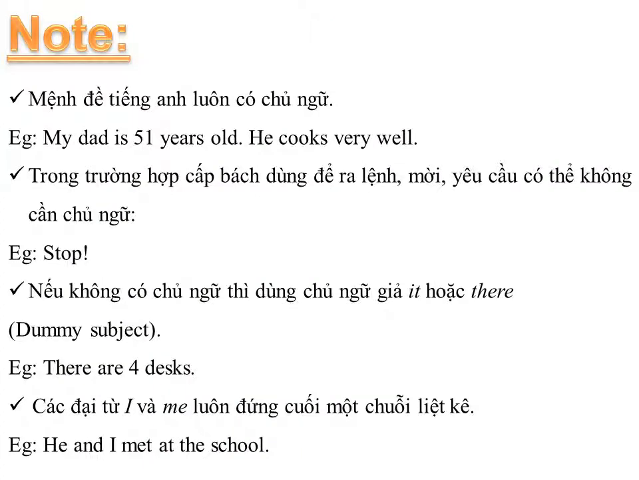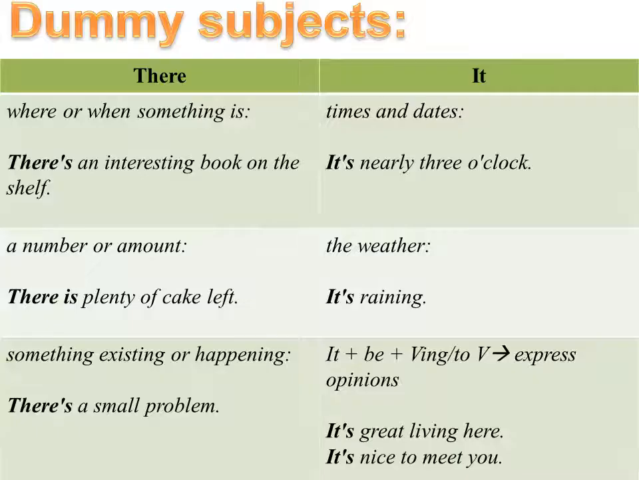Note. Here are a few important notes. Dummy subjects. We use there to talk about where or when something is. Example: there's an interesting book on the shelf. A number or amount. Example: there is plenty of cake left. Something existing or happening. Example: there's a small problem.